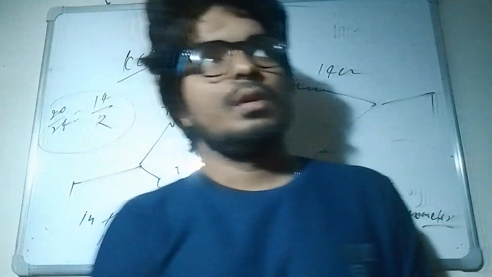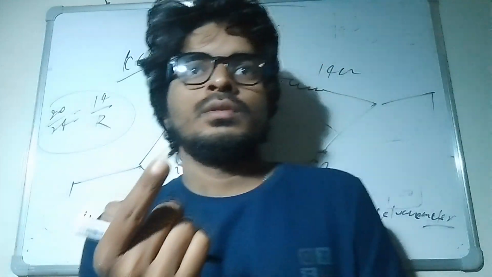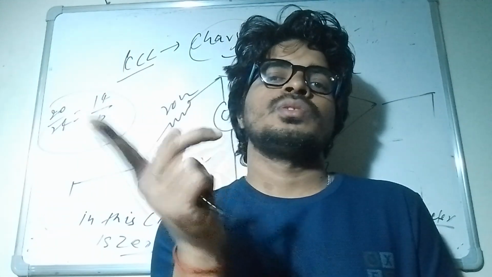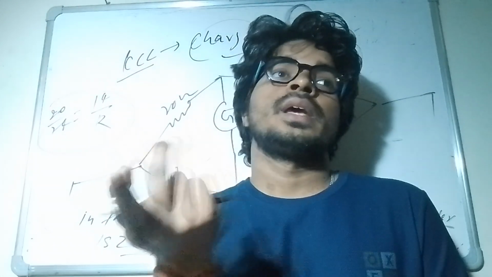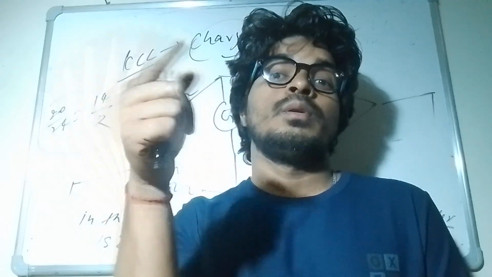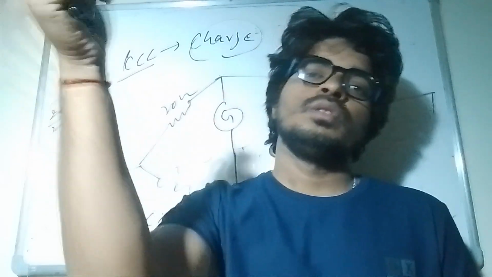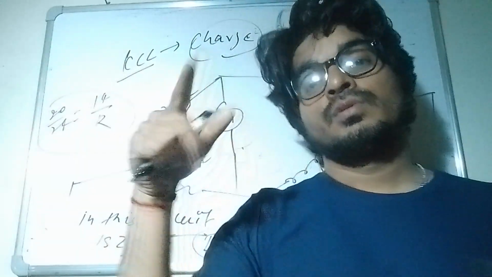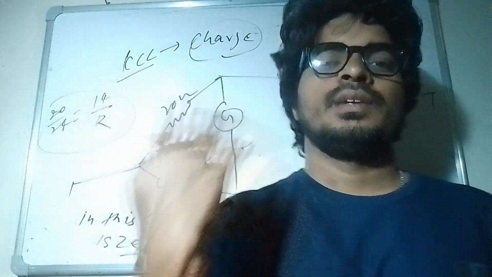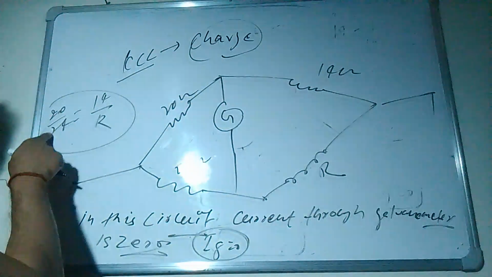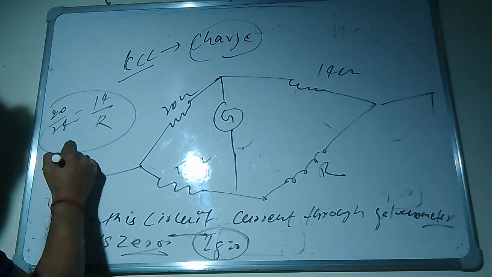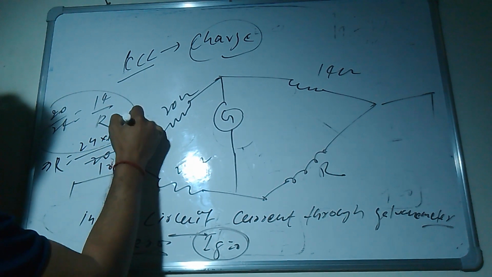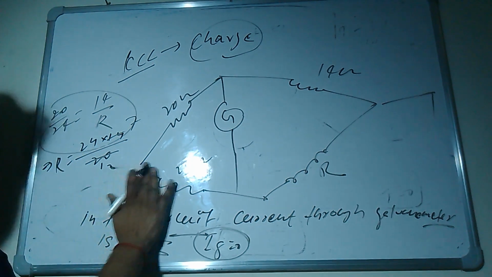If the question asks you to check the balancing and find the current through the galvanometer, you have to say the answer is 0. And if the question says the current through the galvanometer is 0, it is automatically informing you that the circuit is balanced. Then you take the ratio of resistances equal to the ratio of resistances, so you can find any resistance. From here, R equals 24 into 14 divided by 20.